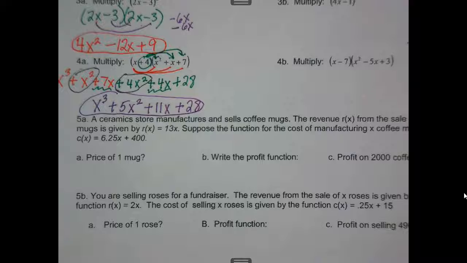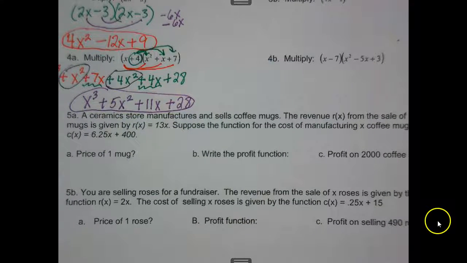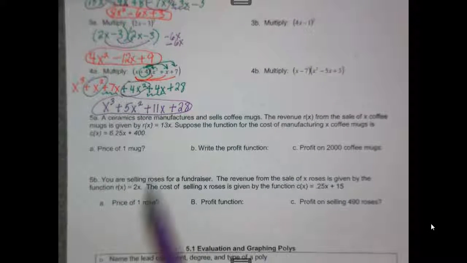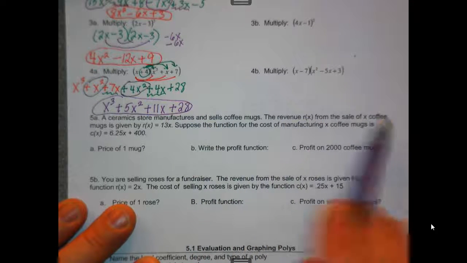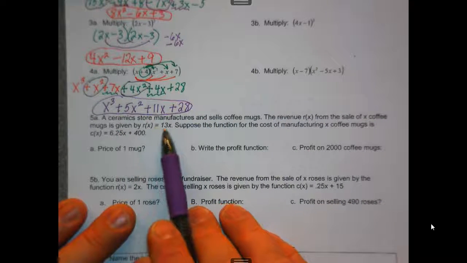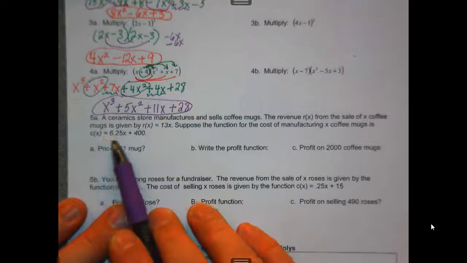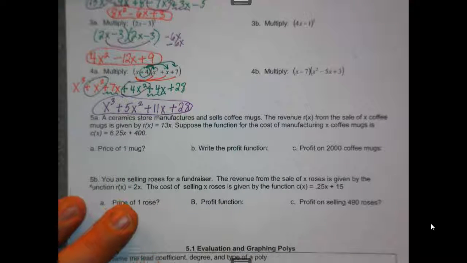Uh-oh, word problem. Skip it, skip it, skip it. Okay, ceramic stores, manufactures and sells coffee mugs. The revenue R of X from the sale of X coffee mugs is given by R of X equals 13X. What is the function for the cost of manufacturing X coffee mugs? Is C of X equals 625X plus 400. Get all that?